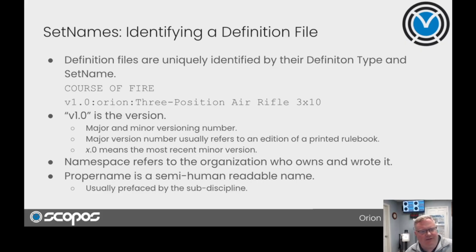So set names have the version and then a namespace. And the namespace refers to the organization that wrote and owns the definition file. Here at Scopos, we use our namespace Orion, referencing our flagship match management system, as our namespace. And then different organizations would have their own namespace. And then finally is the proper name, 3-position air rifle 3x10. This proper name is meant to be semi-human readable and is usually prefaced by the subdiscipline. So in this case, 3-position air rifle is the subdiscipline, and 3x10 would be the course of fire. Human readable course of fire, I should say.